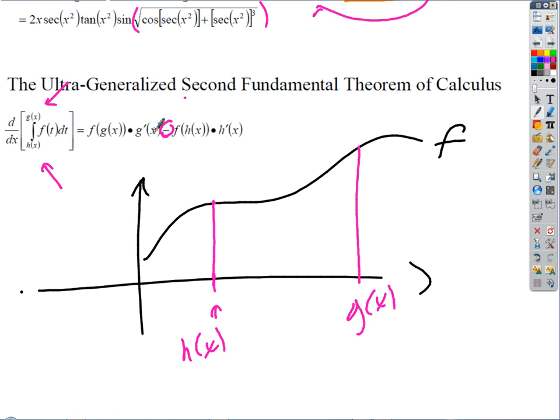I don't think you'd ever see anything like that on any standardized math test you'd take. There's no way that would ever show up on an AP test or anything, but you might see that eventually in college. So there it is.